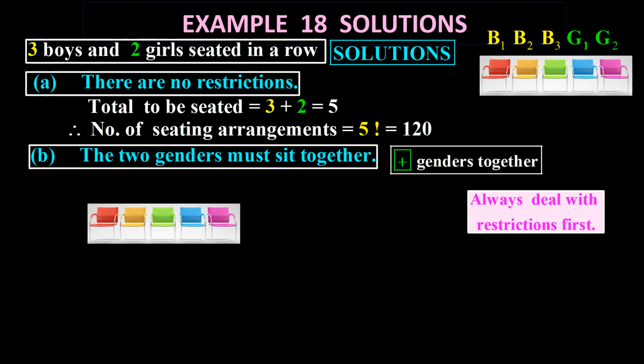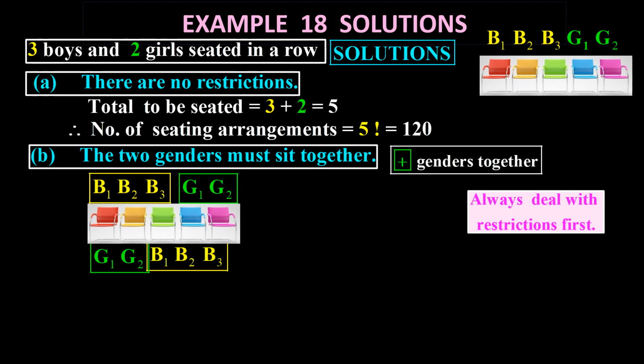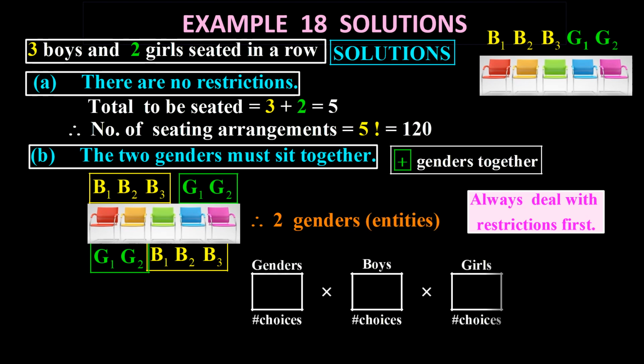So the restriction here is the genders must be together, and that's a positive restriction. So let's keep the boys together. There's the boys, let's put them together in a group, and then the girls must be together in a group, right? So we can have the 3 boys in the first 3 seats, and the girls in the other 2. Then we can have the 2 girls in the first 2 seats and the boys in the last 3. And we can continue there.